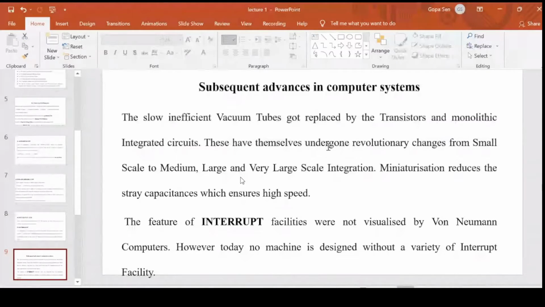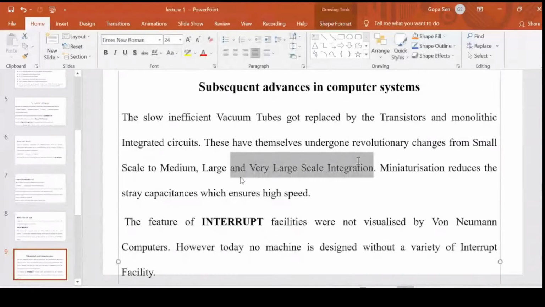These have then undergone revolutionary changes. ICs, first small scale to medium scale, then medium to large, and last, very large scale integration or VLSI. Now it uses VLSI circuits. And as the circuits are miniaturized, the size of the connecting wire decreases, and hence the stray capacitance decreases, and hence we can achieve higher speed.